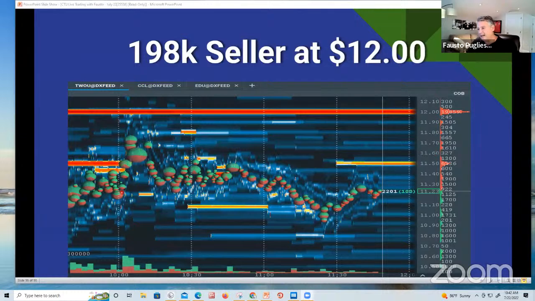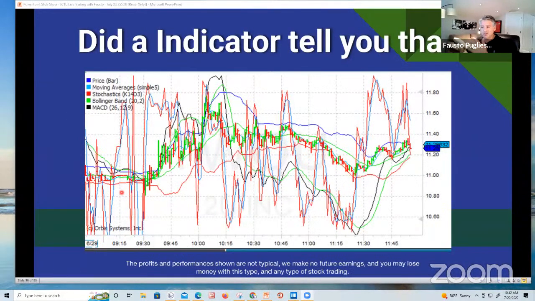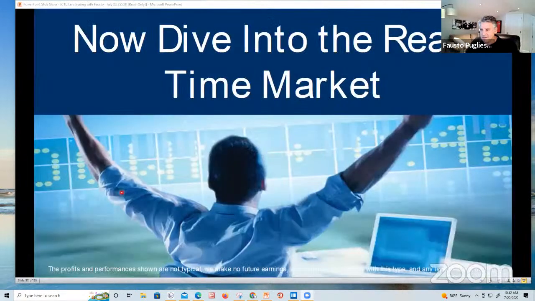Spaghetti and meatballs, my God, it does look like a big thing of spaghetti when you get into those indicators. Once again, did you need an indicator to tell you that? Everybody wants to learn about the indicators. Now let's dive into the real-time markets.